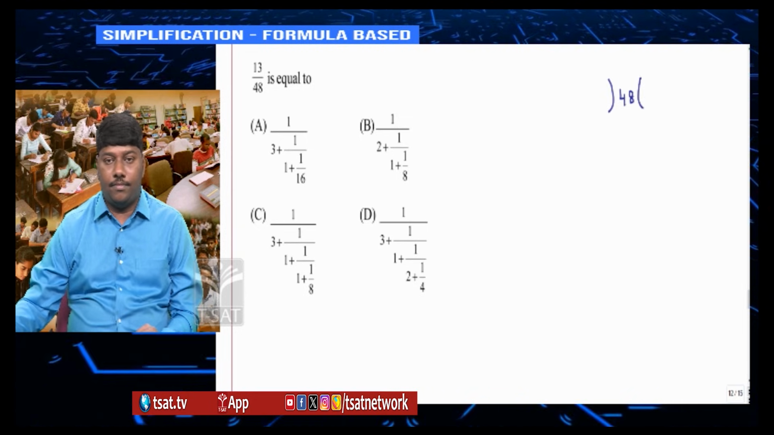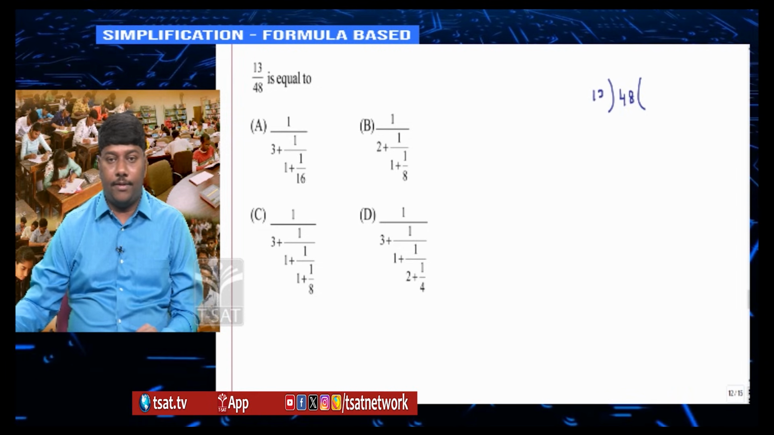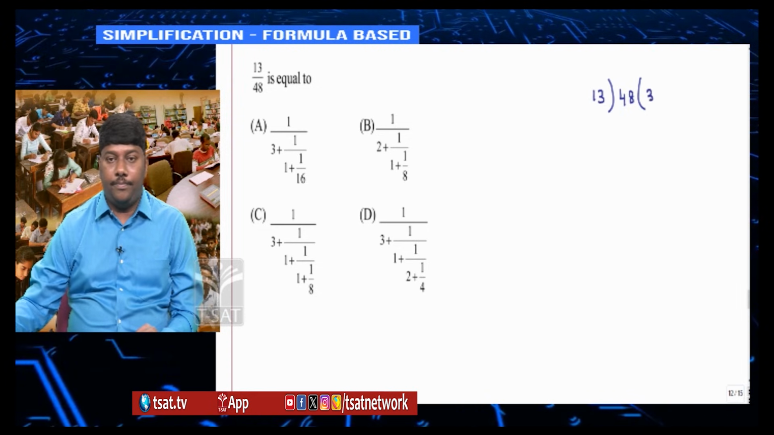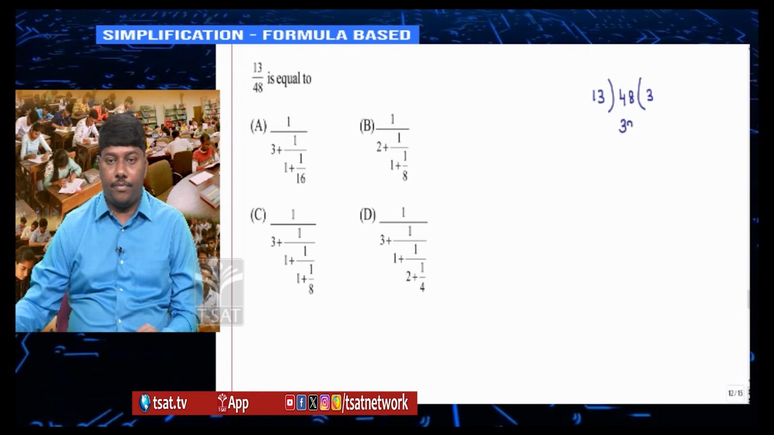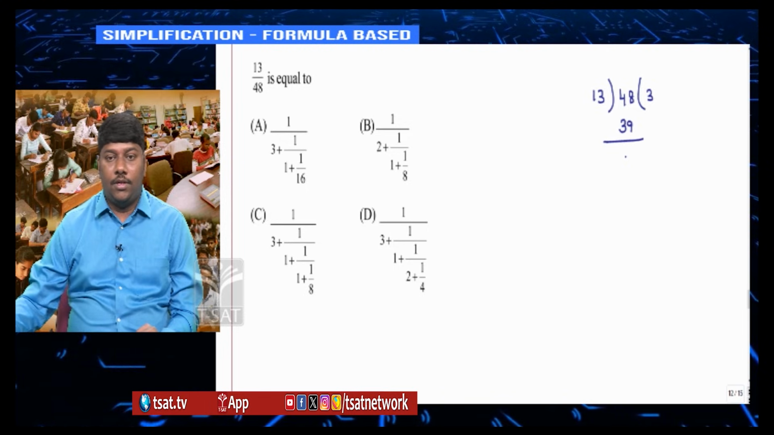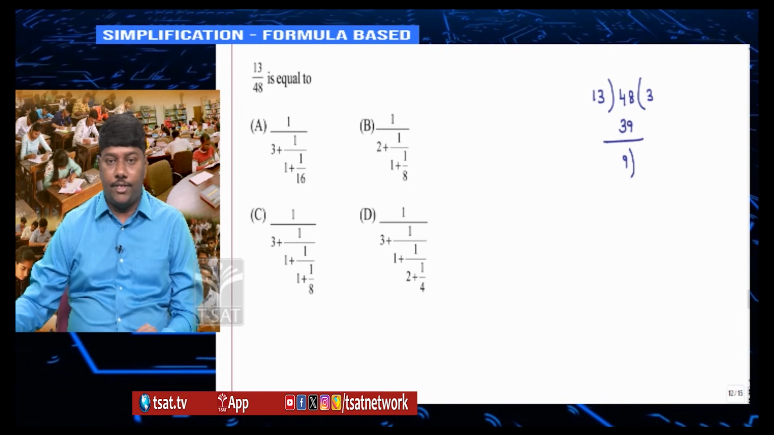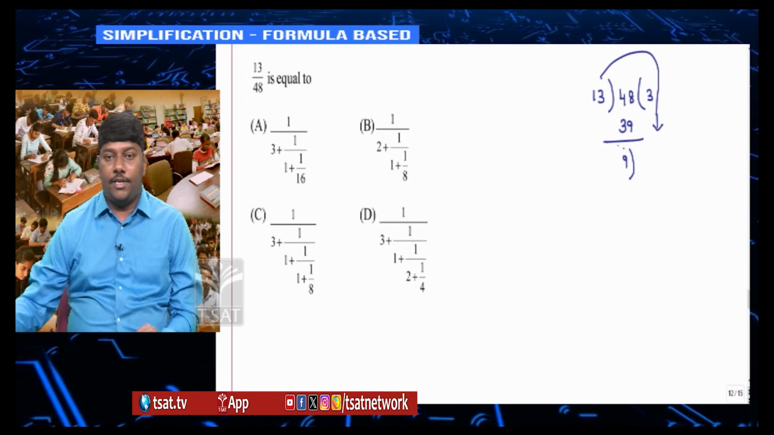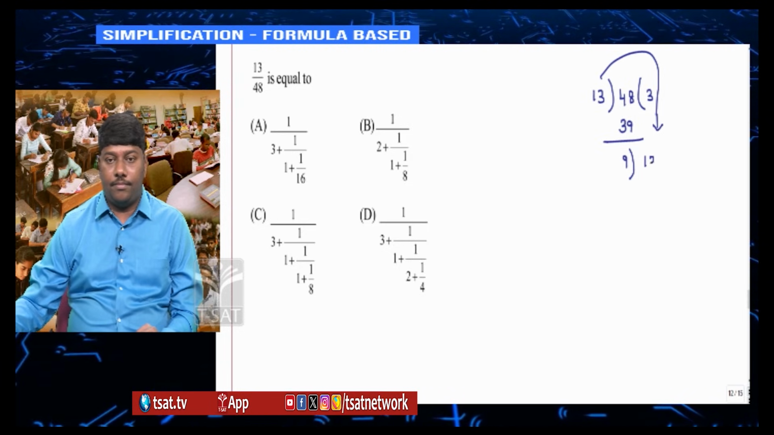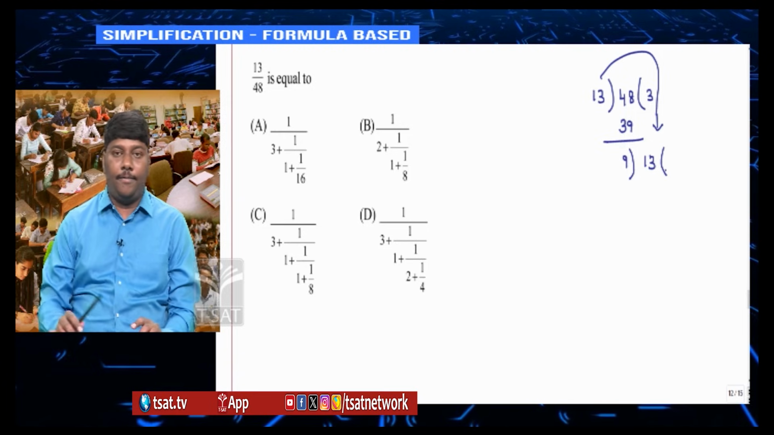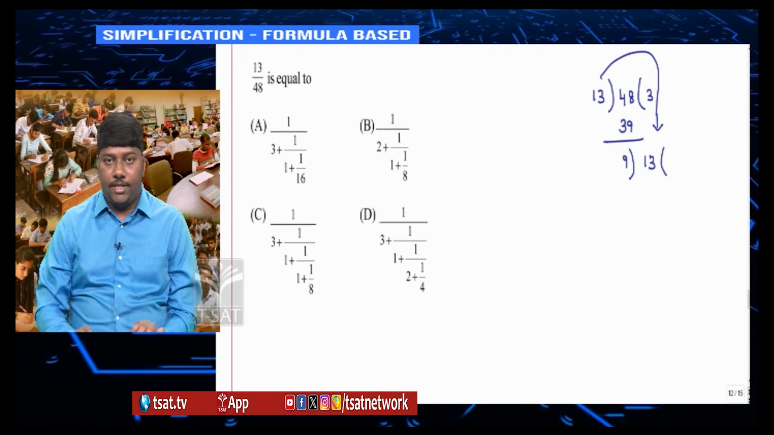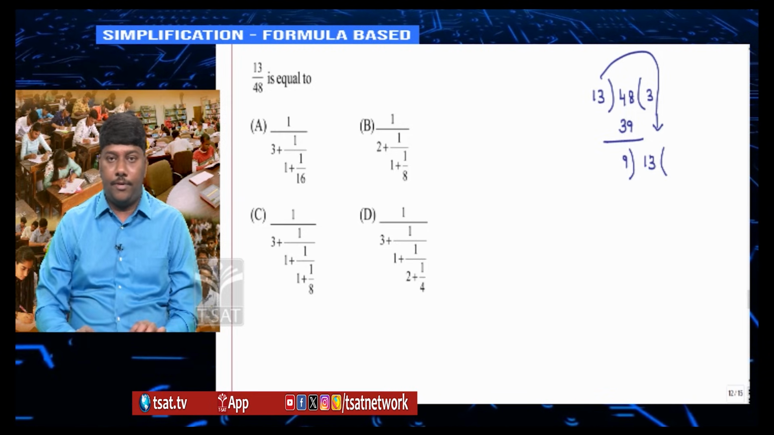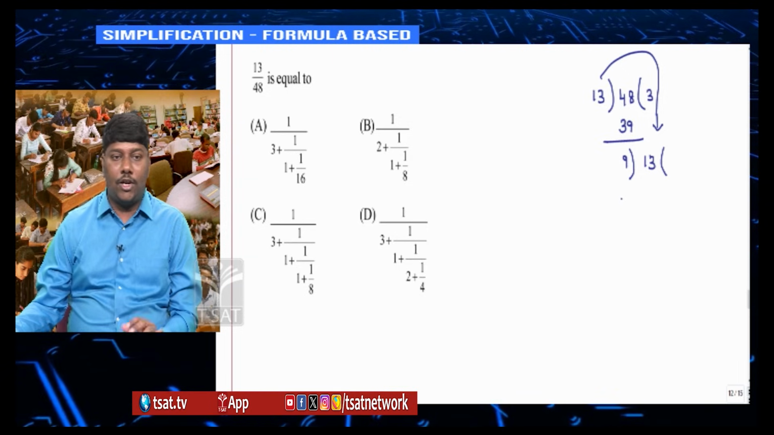48 divided by 13. 13 3s are 39. Your remainder becomes again the divisor. Like a long division method, you do it. Your divisor becomes the dividend. So two things must be remembered here: the remainder becomes the divisor and the divisor becomes the dividend. So continue the process. You call it the long division method.